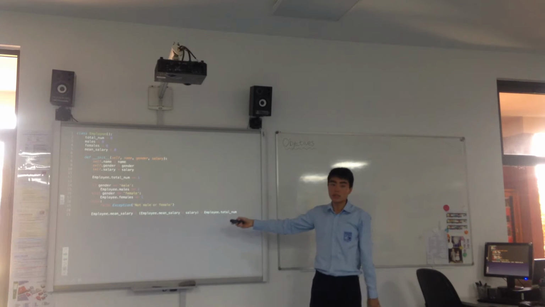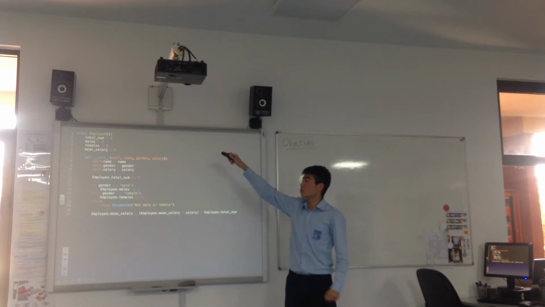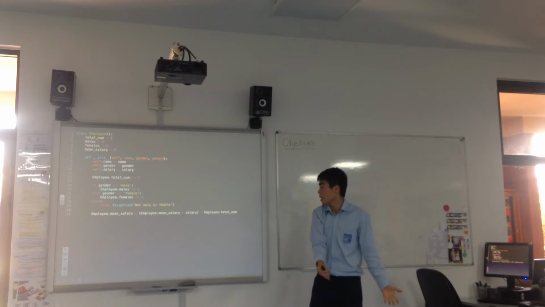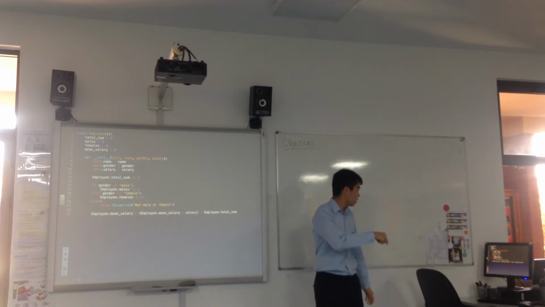If we want to find out the mean salary, we're just going to add on the salary of this new object to the total of whatever we have until now and divide it by the total number of employees to give us the mean.